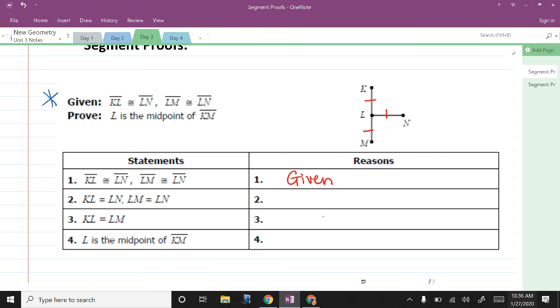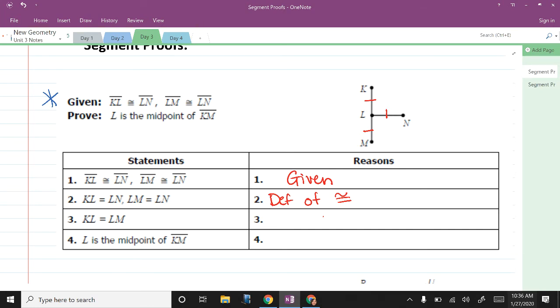They're no longer measures. Right, so it went from segments are congruent to the measures are equal. Which property, definition, or postulate tells us that if the objects are congruent, then they have equal measures? Definition of congruence. So step 2's reason is definition of congruence. And if you want to put a congruent symbol for that, I'm okay with that, because we learned that symbol already, right?